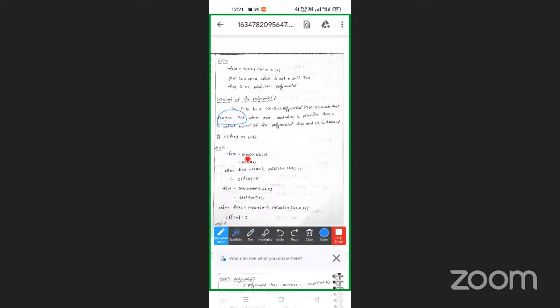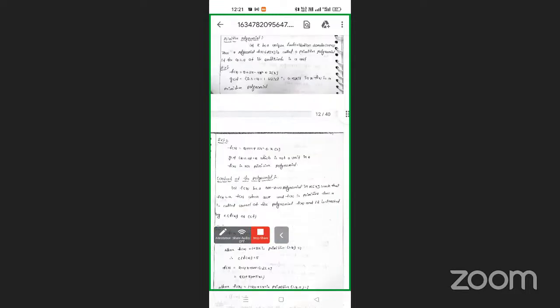So for example, we are taking common 5, so 5 is common, 1 plus 2x. So 1 plus 2x is a polynomial and it is a primitive polynomial, because the GCD of all coefficients in the polynomial is equal to 1. So therefore the content of the polynomial is 5. Okay. So these are the definitions.